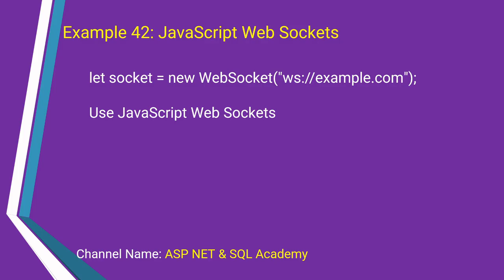Example 42. JavaScript WebSockets. WebSockets allow us to establish real-time communication between the client and server. We can use the WebSocket constructor to create a new WebSocket. For example, let us create a WebSocket that connects to a server.